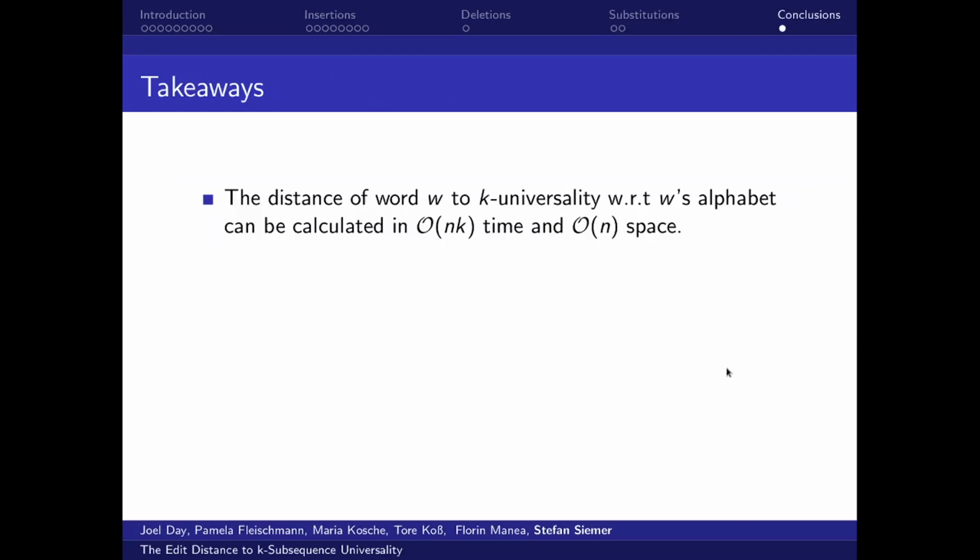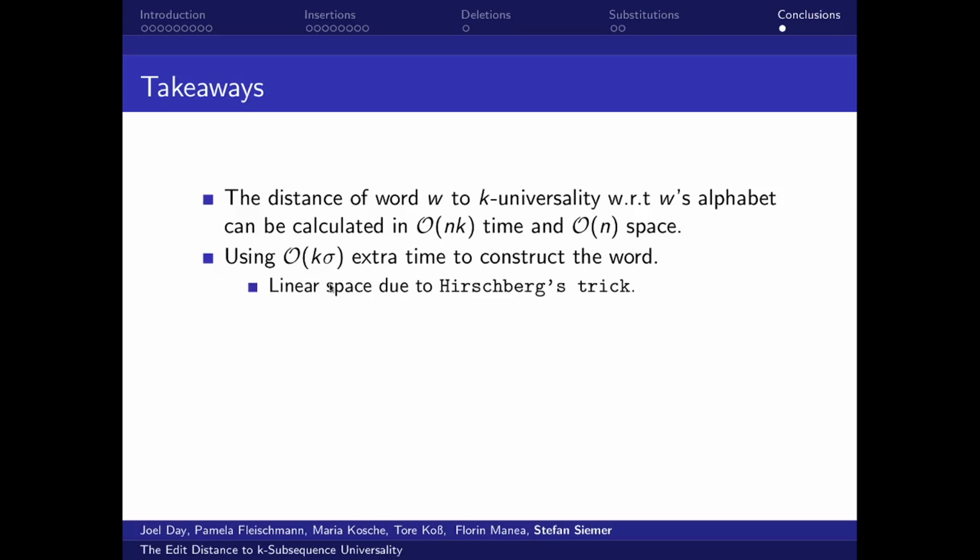Okay, so now let us go to the takeaways of our paper. So basically the main part of the paper is that you can calculate the distance of a word W to the k universality with respect to that word's alphabet in O of n times k time and O of n space. Yeah, so for these dynamic programming approaches, you can calculate them row by row, and you don't need to store the whole matrix. And further, we can use k times sigma extra time to construct the actual word. And this can also be done in linear space using something called Hirschberg's trick.